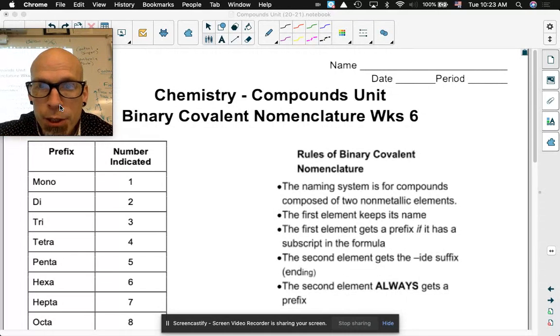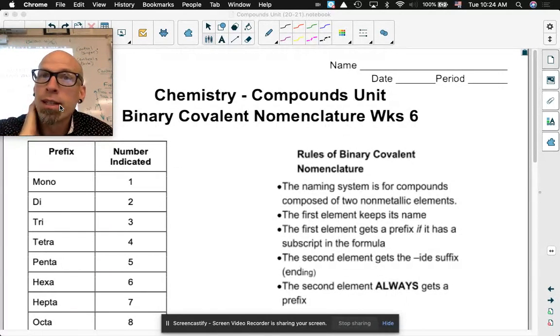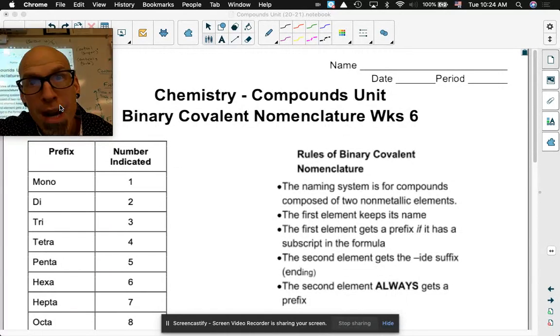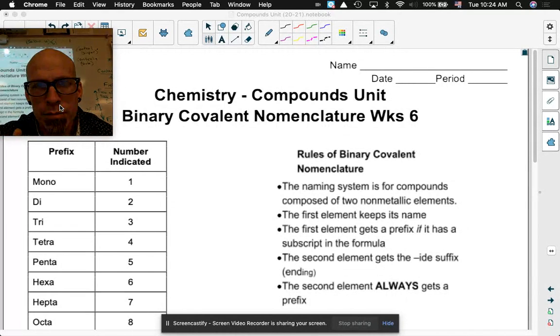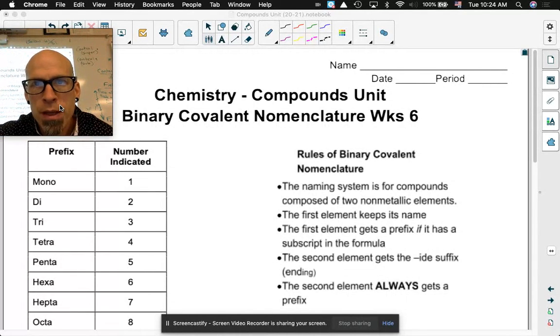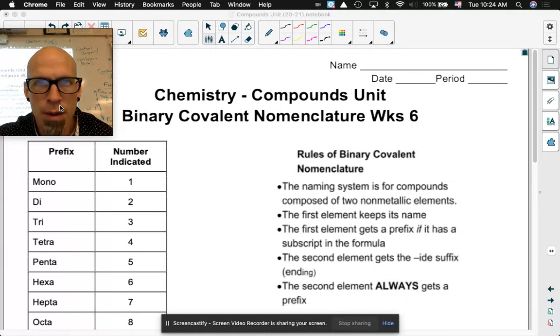Binary covalent nomenclature. All right, so we talked about worksheet 5. This is the naming process. So binary means 2, so all of these compounds only have 2 elements in them. Covalent, they're covalent bonded compounds. And nomenclature means the naming and formula process. Sounds complicated, but this is just saying this is how we name and write formulas for 2-element covalent compounds.